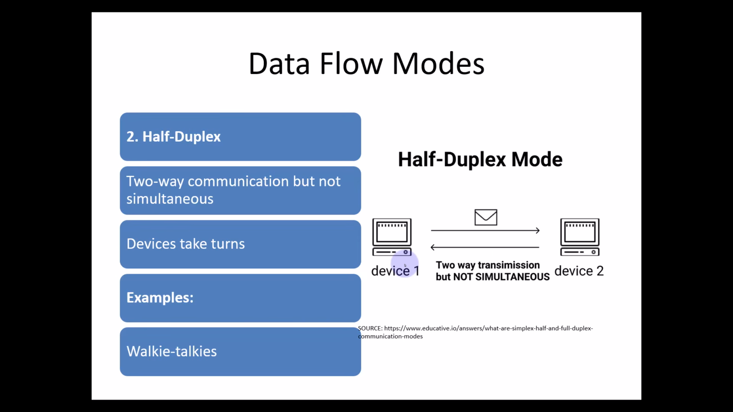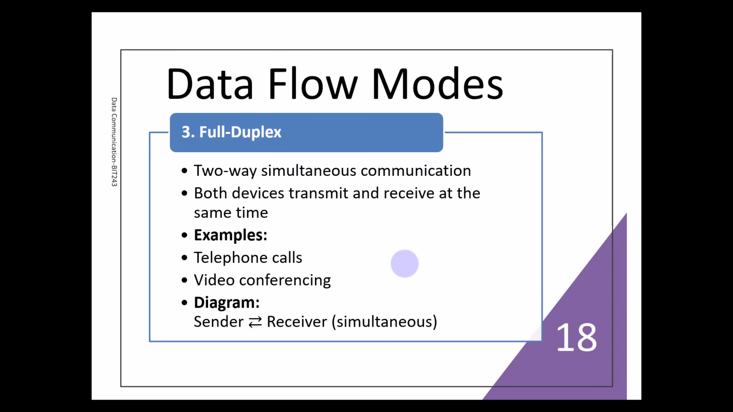A typical example is the walkie-talkie. With the walkie-talkie, if you've seen how it is used before, a person speaks into the walkie-talkie and then will wait. All the others will wait before they can also speak in turns. In walkie-talkie, we don't speak at the same time. That is the example. And then the third one is what we call the full duplex mode.